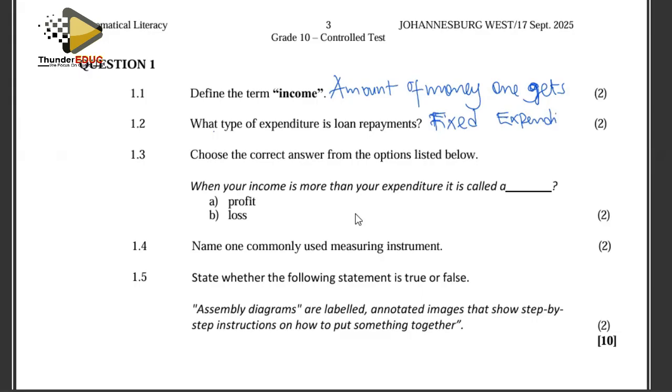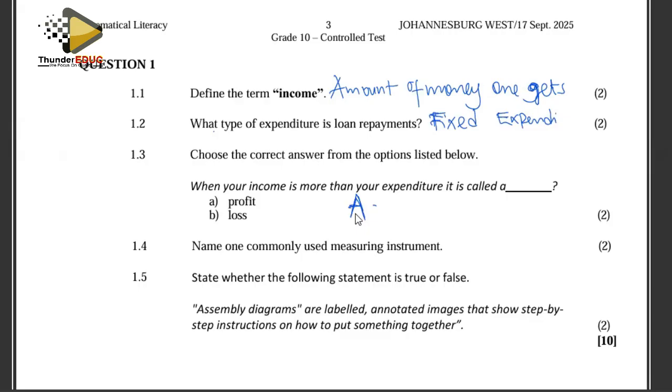Choose the correct answer from the options listed below. When your income is more than your expense or expenditure is called a profit. You understand? You get a positive number, so it's a profit. So name one commonly used measuring instrument.